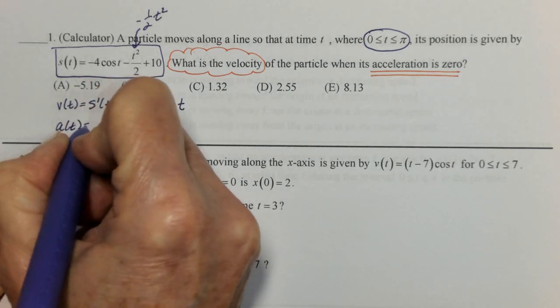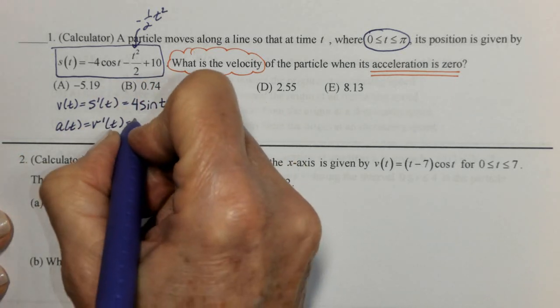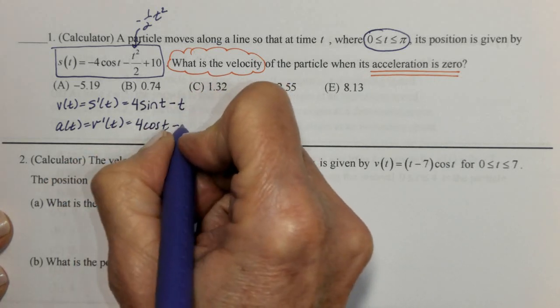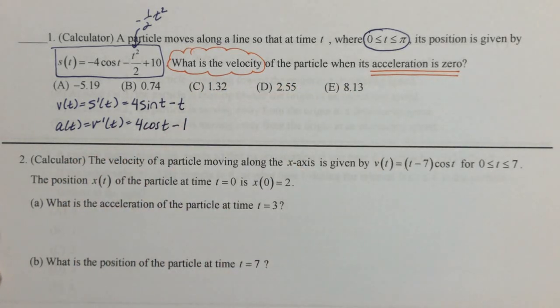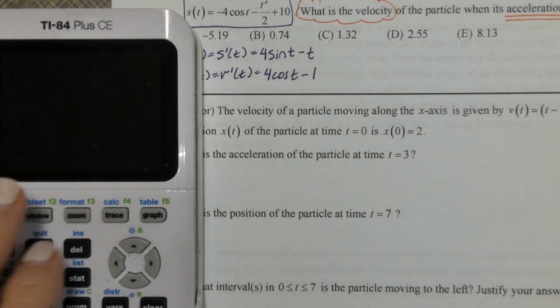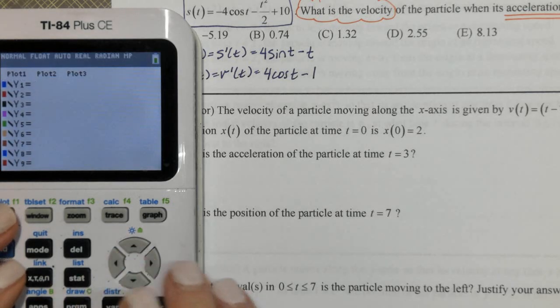Acceleration is the derivative of velocity. The derivative of sine is cosine. The derivative of t is 1. So acceleration is that equation. So I'm going to go to my calculator. I'm sure it's a mess. Let me clear out what's there.